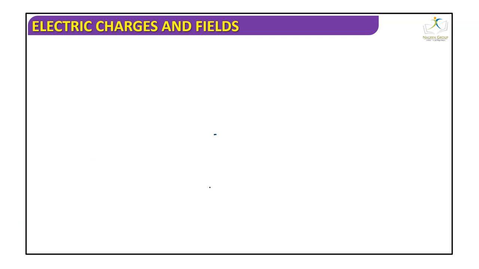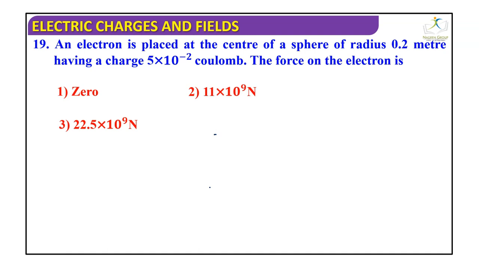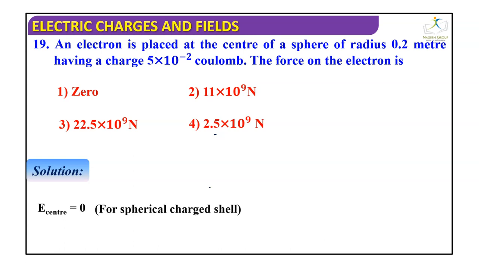Next question, we have an electron placed at the center of a sphere of radius 0.2 meter having a charge 5 × 10 to the power minus 2 coulomb. The force on the electron is 0, 11 × 10 to the power 9, 22.5 × 10 to the power 9, or 2.5 × 10 to the power 9. The answer: the electric field at the center of a spherical charged shell is 0. So the answer will be 0.